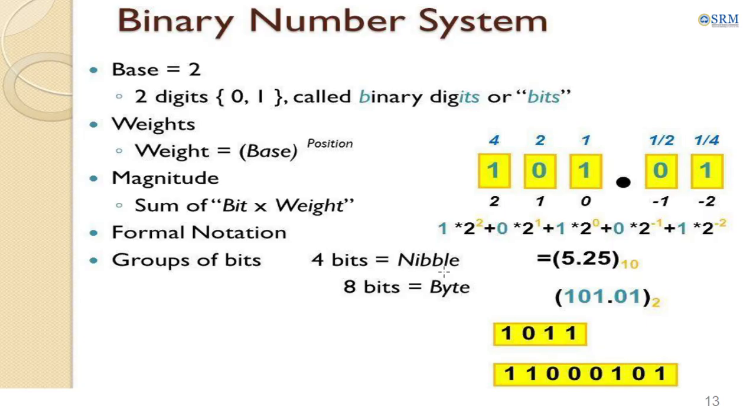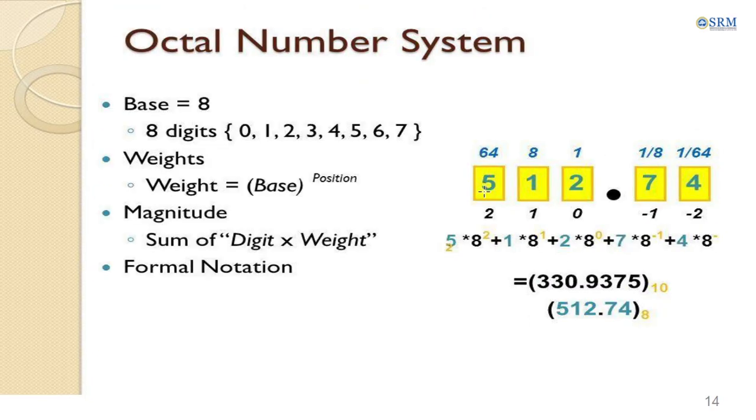As we just discussed, a group of 4 bits is called a nibble. Similarly, a group of 8 bits is represented as a byte. So this is all about the binary number system.